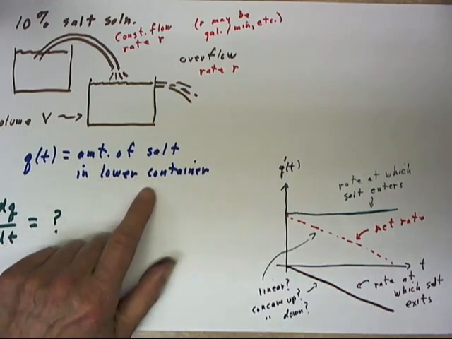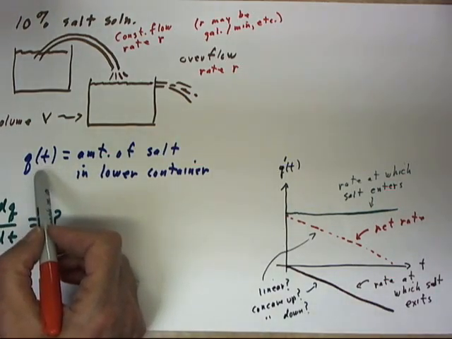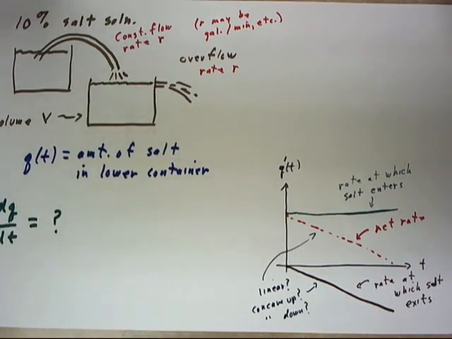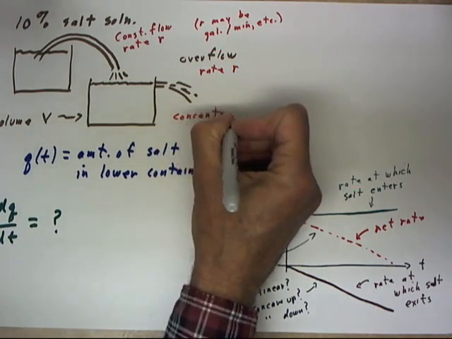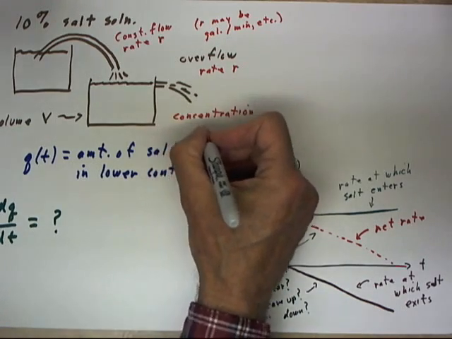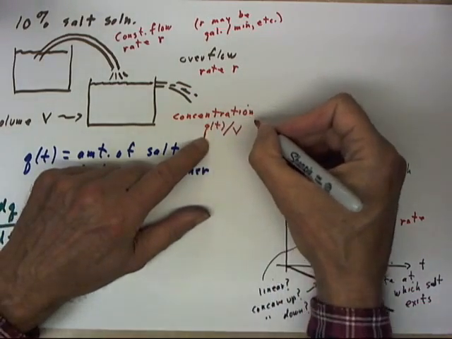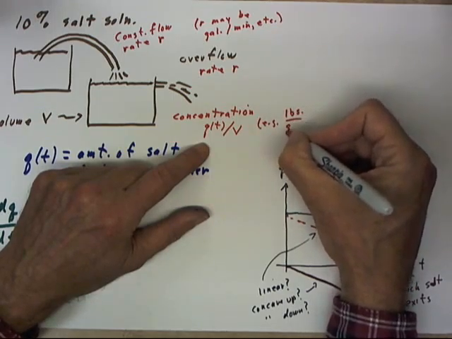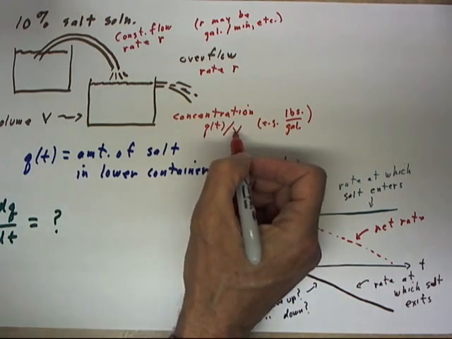Let Q of T be the amount of salt in the lower container. We want to set up a differential equation that allows us to determine Q of T as a function of T. The quantity of salt in the lower container is a function of T. Now, whatever Q of T is, the concentration of salt in the container is Q of T over V. That would be like in pounds per gallon, or grams per gallon, or ounces per gallon. It's the amount of salt we have per unit of volume.